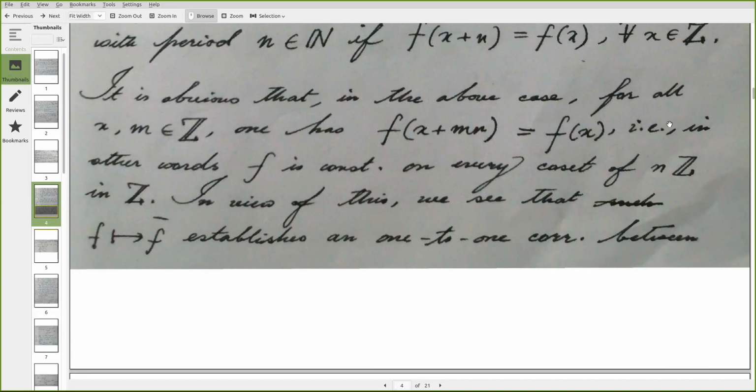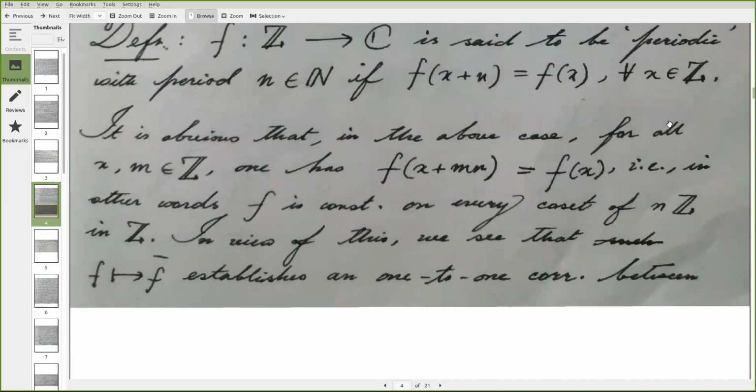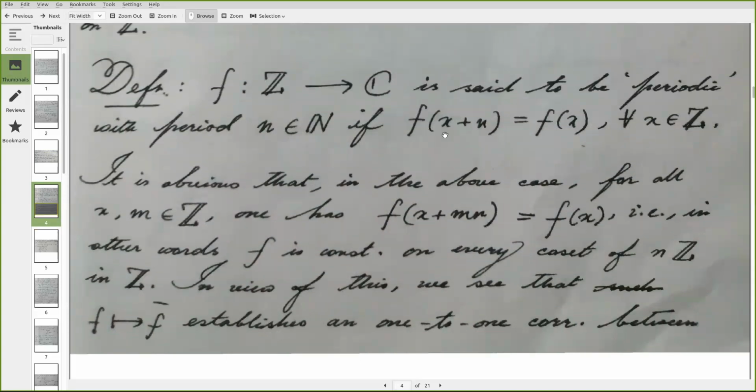Let me just repeat. From the definition of a periodic function with period n, we see that for any x, f of x plus mn is the same as f of x. So therefore, we get that on every coset of the subgroup nZ, the function f is constant.